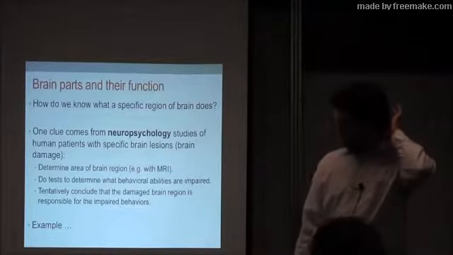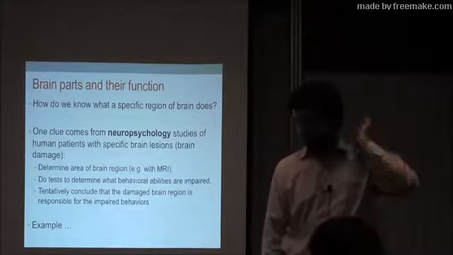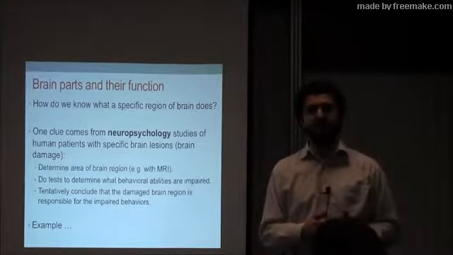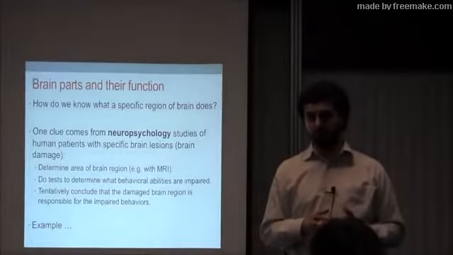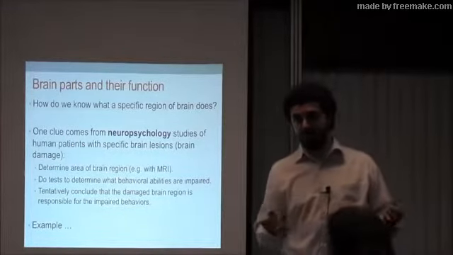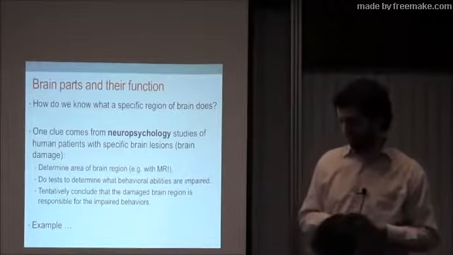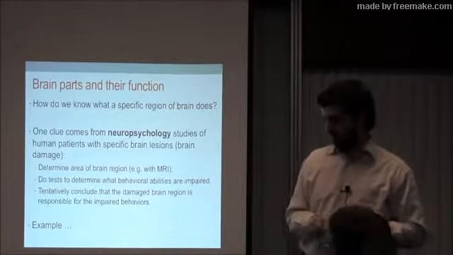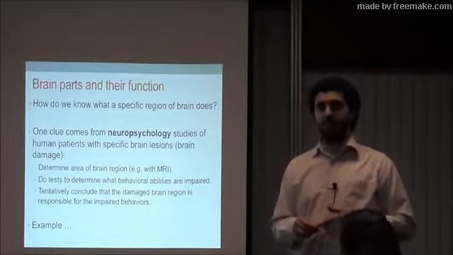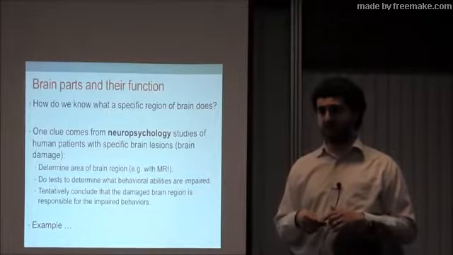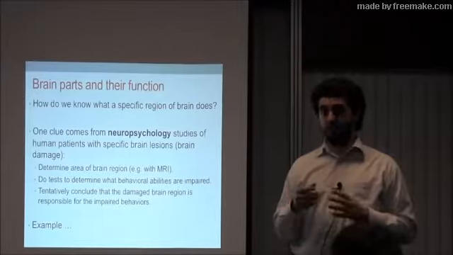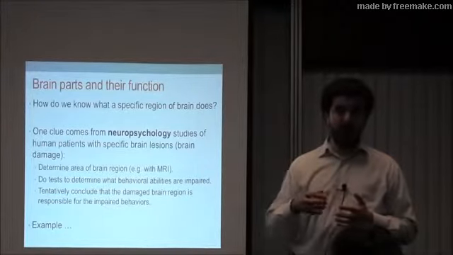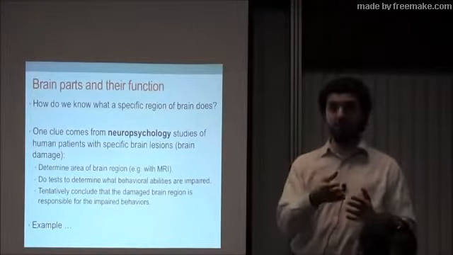So, given that we know all of this about the brain, how do we know what is the function of each brain region? It's still a puzzle, so how can we tell? One clue is presented to us by the science of neuropsychology, which is studying brain function upon completion of a particular behavior.